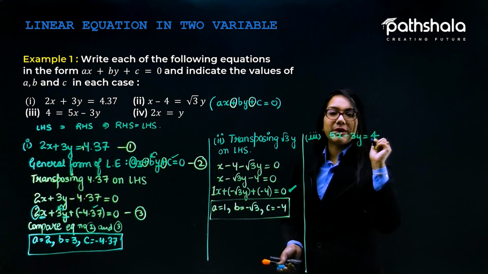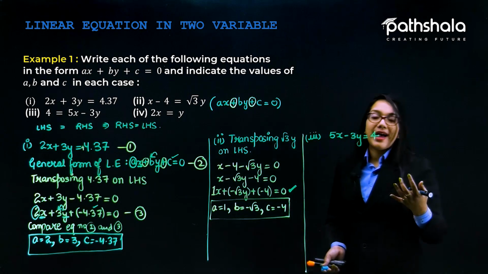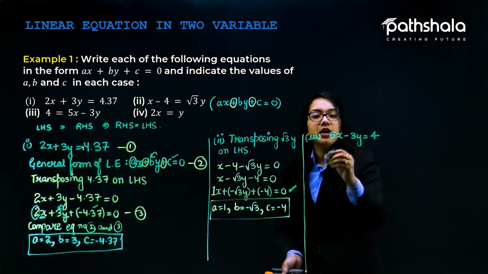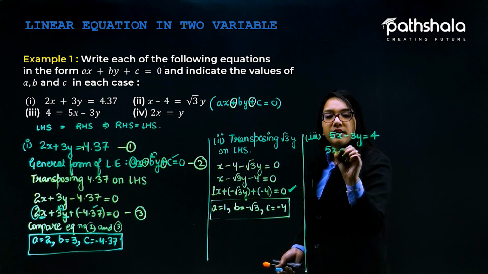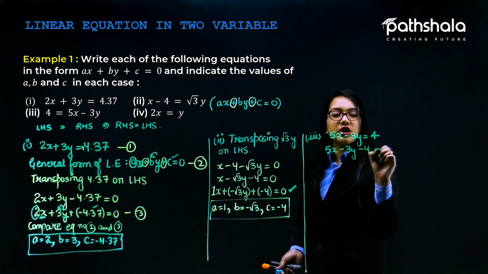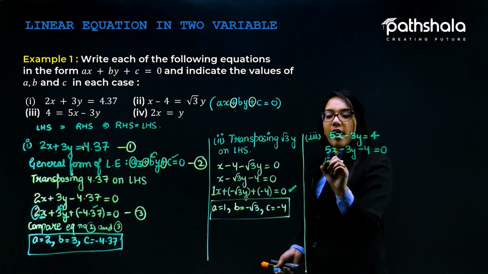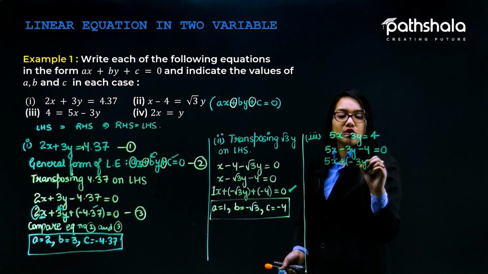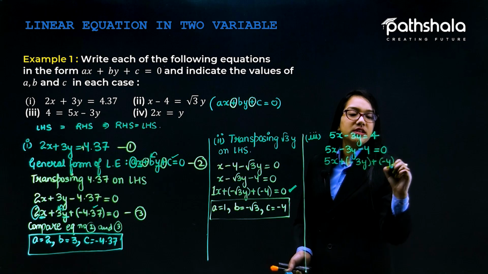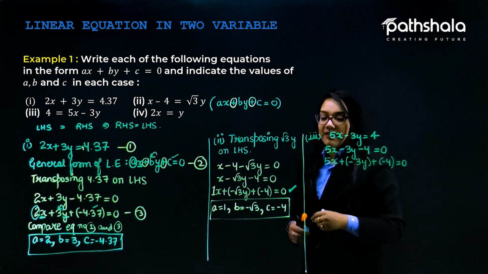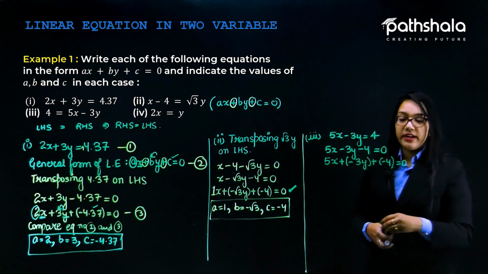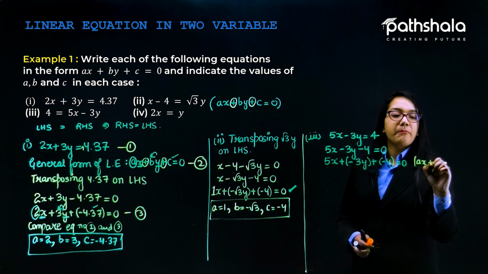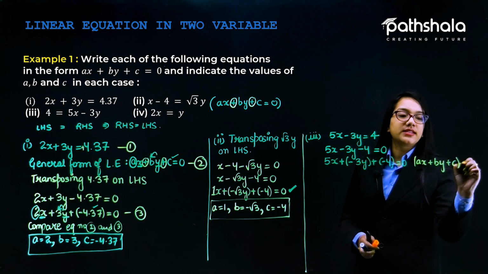We can also express it into this particular form, and again we have to transpose 4 towards the other side. So it will be like 5x minus of 3y minus of 4 is equal to 0. Again, we have to take the positive sign in between. So we are writing it into the formation of this is equal to 0. So as we can see, we have expressed it already into the formation of ax plus by plus c is equal to 0. Now let's just compare the values of a, b and c over here.